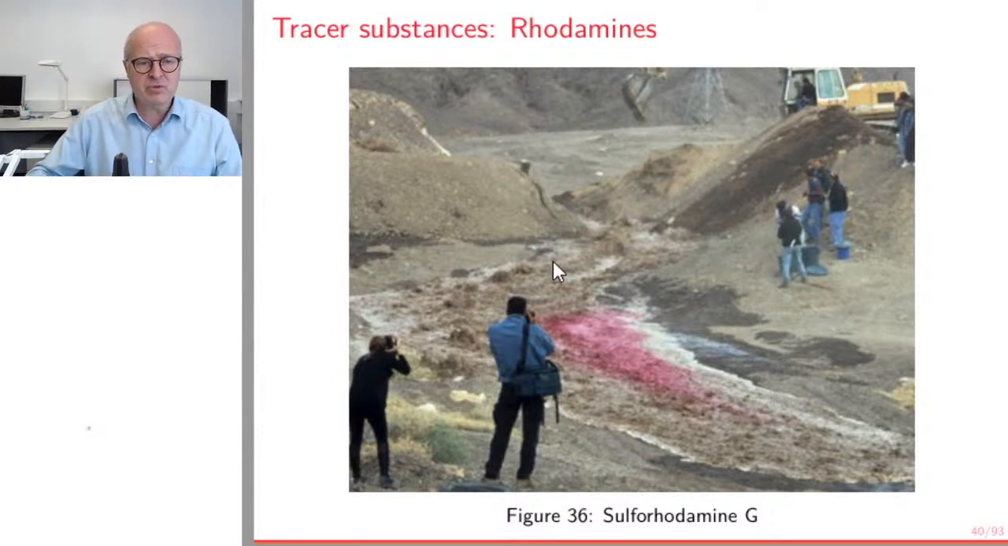Uranine for groundwater; sulforhodamine and amidorhodamine for surface water. All the rhodamines for surface water, because they are not sensitive to light but sorptive. Uranine, eosine, pyranine can be used in groundwater, naphthionate as well.